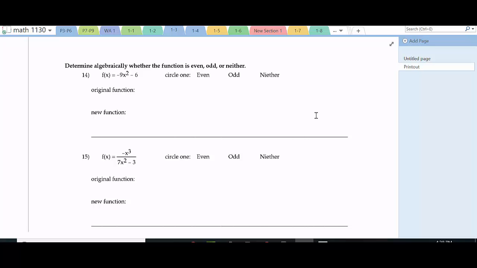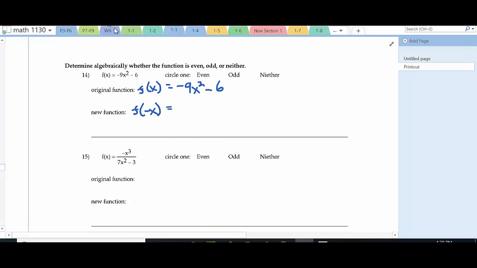We're not going to do this by graphing. So what you want to do is this. We're just looking at a function I give you, and we're going to figure out what it is. So I'm going to write down the original function: f of x is negative 9x squared minus 6. What you're going to do is get a new function out of this. So here's what you do. You do f of negative x.